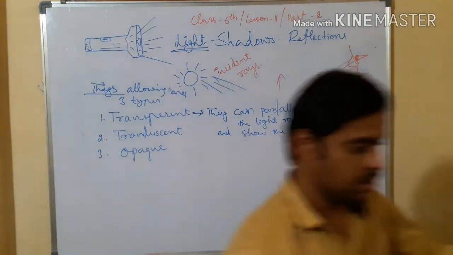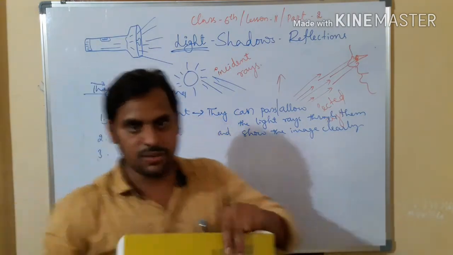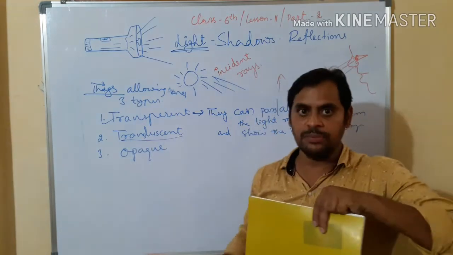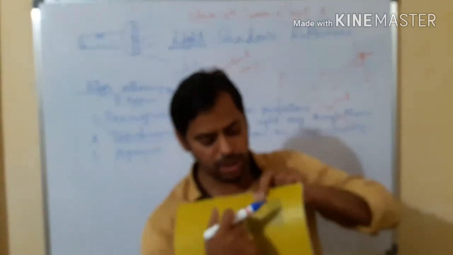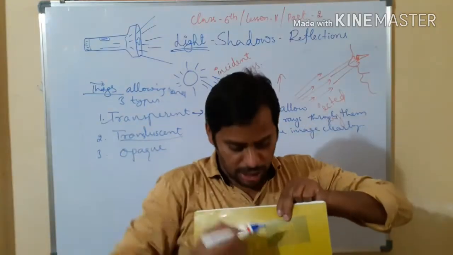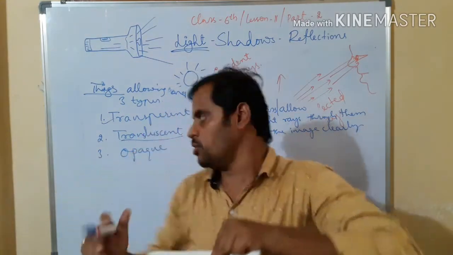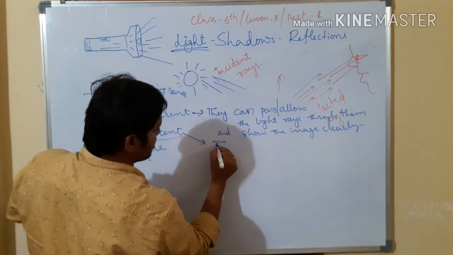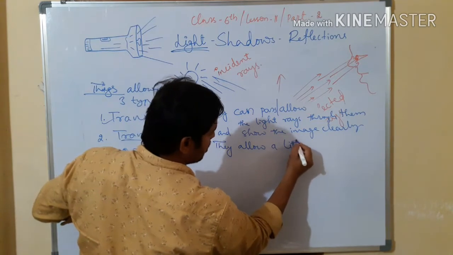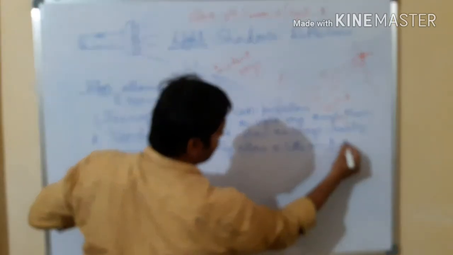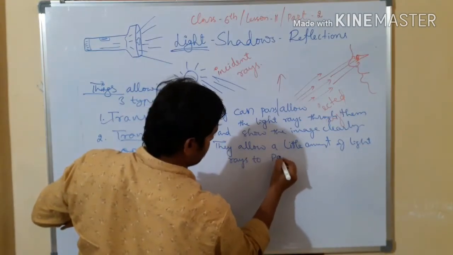Whereas the second one, sorry, the first one is transparent and the second one is translucent. Second one, translucent. So here you are able to see this visiting card but not clearly. It means it is not allowing the total light rays to pass through it, it is allowing only a little amount of light rays. So translucent materials allow a little amount of light rays to pass through them.